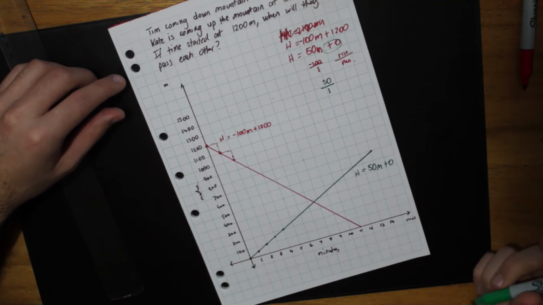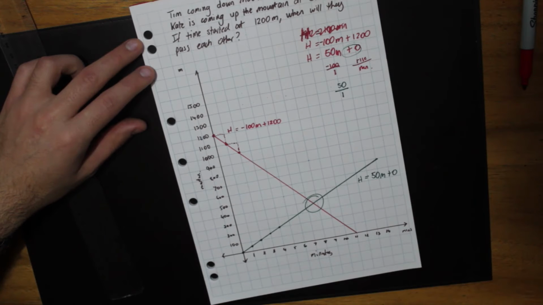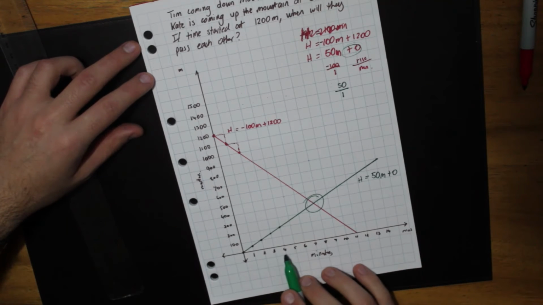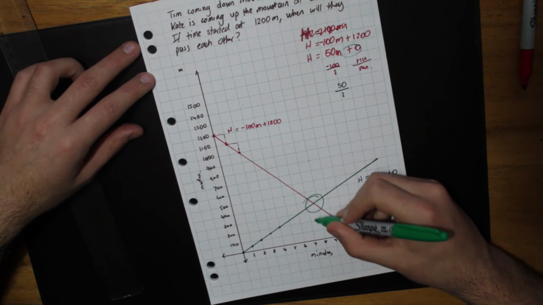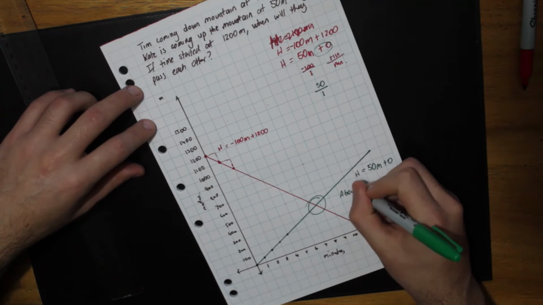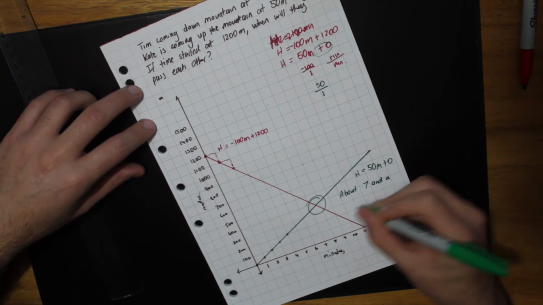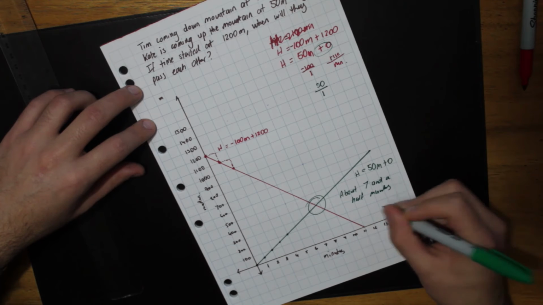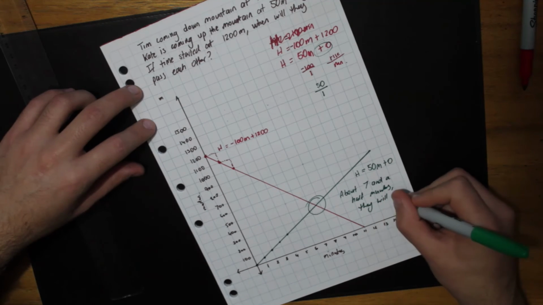Now we can see they're going to pass themselves, bang, right here. So if we use our x-axis along the bottom here, 1, 2, 3, 4, 5, 6, 7, or go across a bit, at about 7.5 minutes. They'll pass each other.